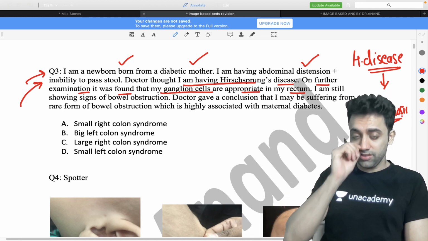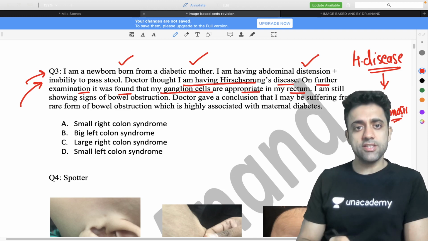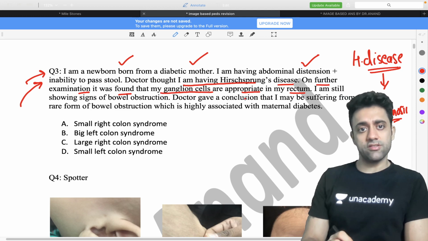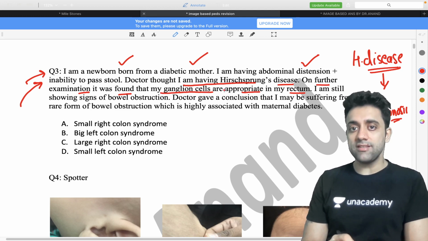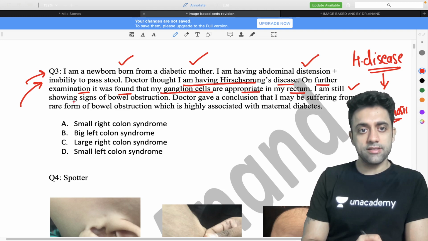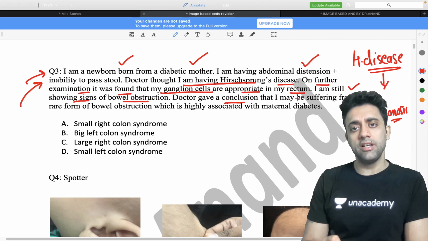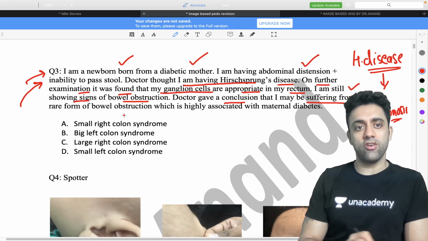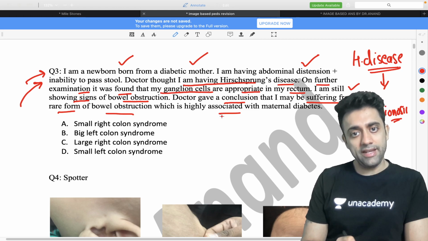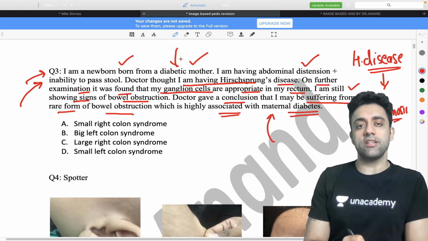So that's what happens in Hirschsprung disease. But the question is, doctor thought I am having Hirschsprung disease. On further examination, it was found that my ganglion cells are appropriate in my rectum. I am still showing the signs of bowel obstruction. Doctor gave a conclusion that I may be suffering from a rare form of bowel obstruction, which is highly associated with maternal diabetes. So, what is the answer?